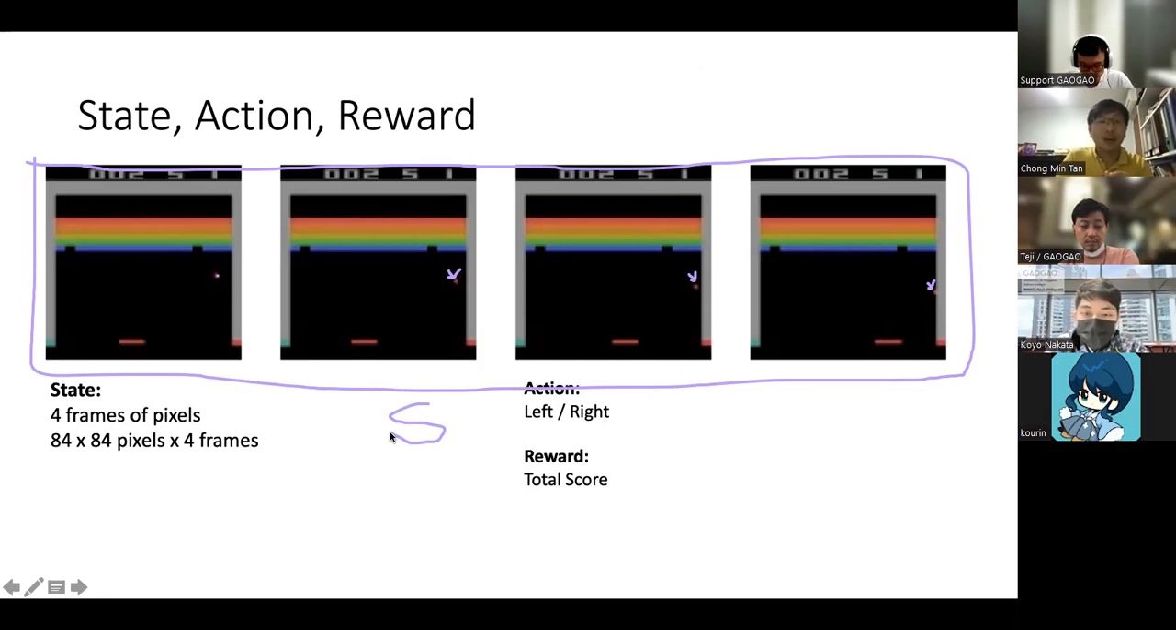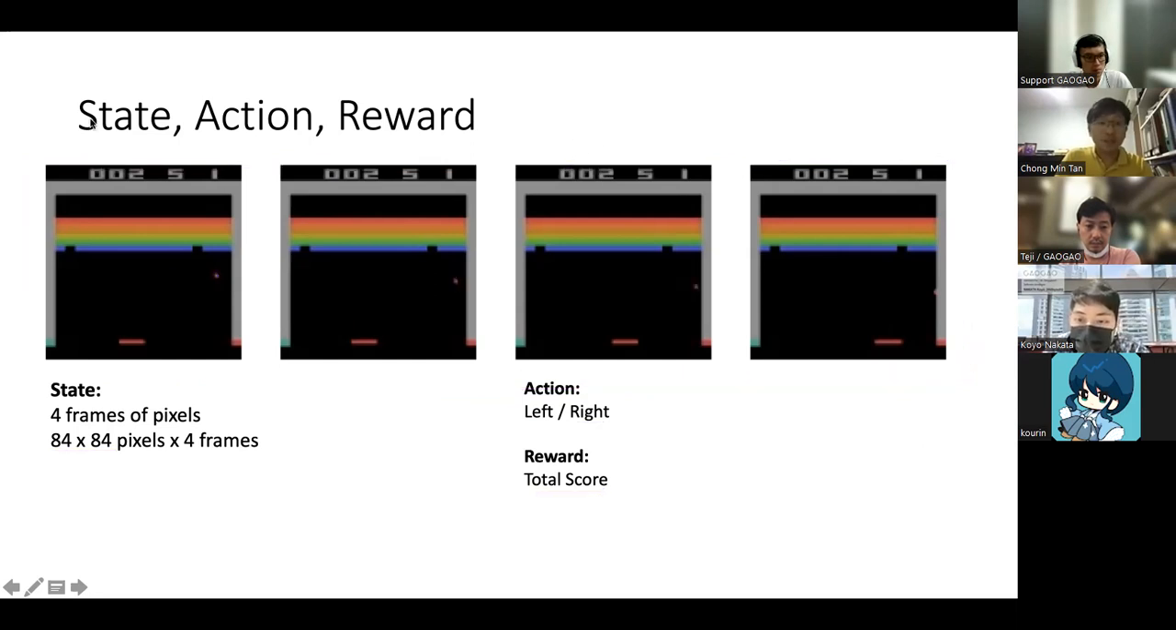Okay, so our state here is not just one frame now. We are taking a series of 4 frames, and that is the state that we are seeing in the Markov decision process. So each state is 84 by 84 pixels. The action is left or right, and the reward will be the total score.